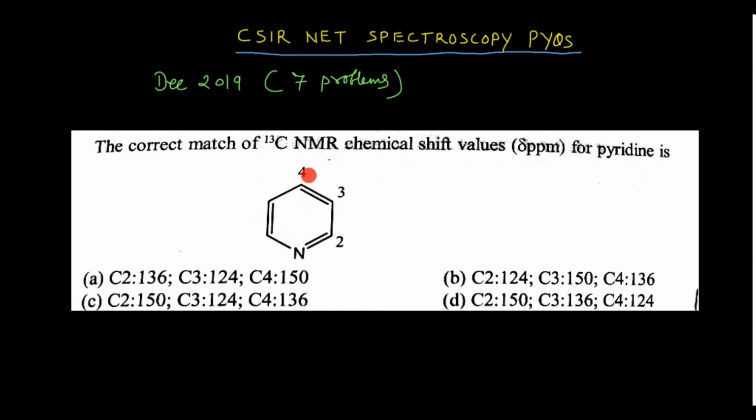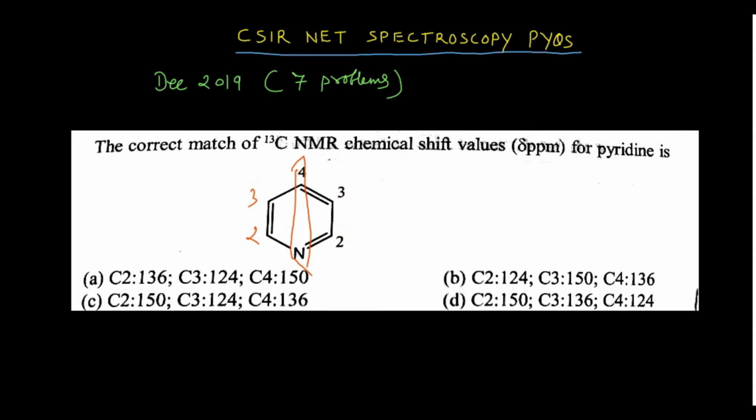carbons 2, 3, 4, 5, 6. That means a total of 5 carbons are there. But as you know, this molecule has a plane of symmetry from somewhere here, which makes this carbon and this carbon equivalent. So if you see the carbon NMR spectrum for such a molecule, you will find only 3 peaks, and you have to tell the chemical shift of the 2nd, 3rd, and 4th carbon atom.